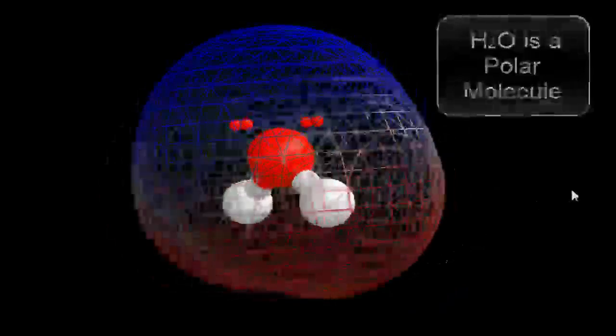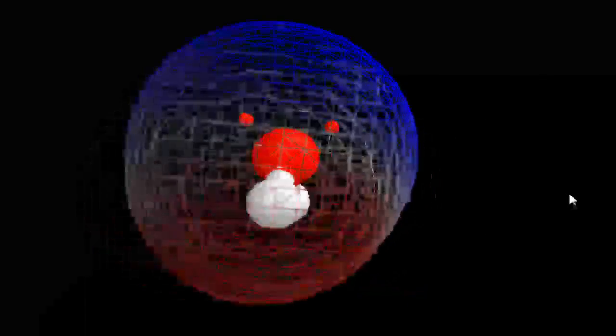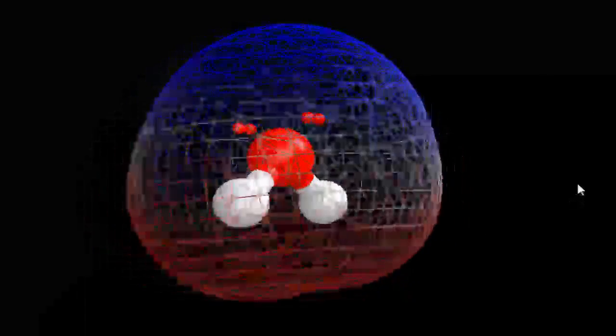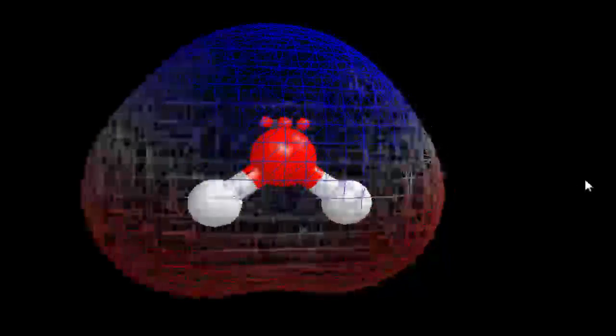And that explains a lot of its properties: why so many other polar substances dissolve in it, why ionic substances are soluble in water, and hydrogen bonding, and so on.